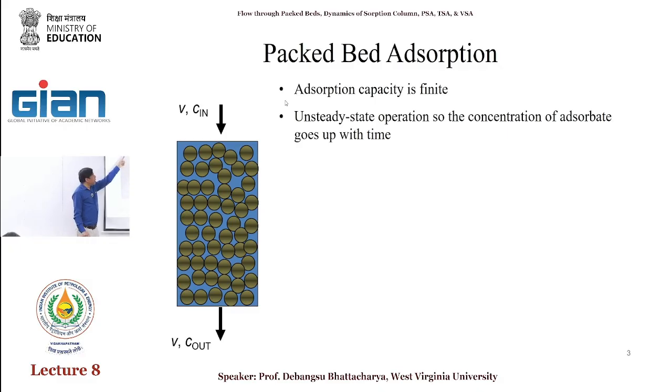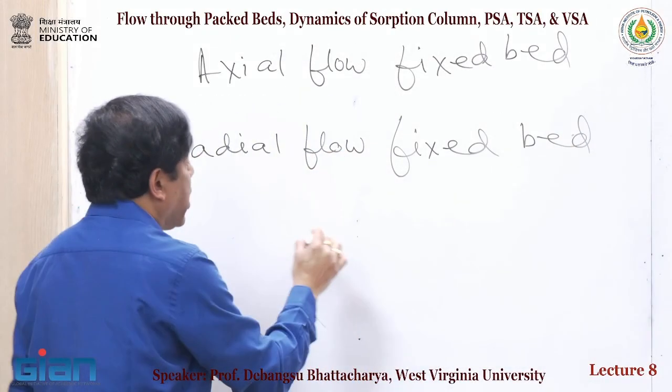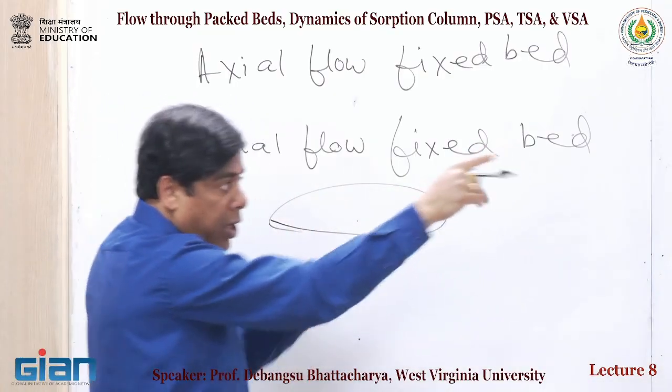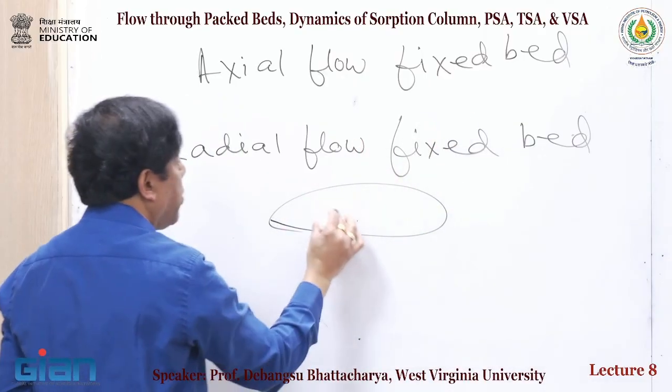We do not discuss this in detail, but this typical picture that we are showing is an axial flow fixed bed. But a counter to this is a radial flow fixed bed. So in the radial flow fixed bed, the same thing is there, but we rotate it sideways, okay?